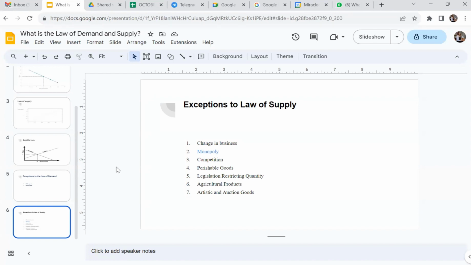This is why we call it exceptions to the law of supply. And the same thing with exceptions of the law of demand. And you can actually mention a lot of reasons why there are a lot of exceptions to this law of demand, they are against it.